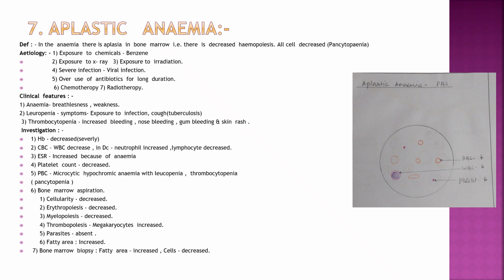In that, cellularity is decreased, with erythropoiesis, myelopoiesis, and thrombopoiesis decreased, though megakaryocytes may show an increase. Then bone marrow biopsy can be done for confirmation after bone marrow aspiration. In that, fatty area is increased and cells are decreased.